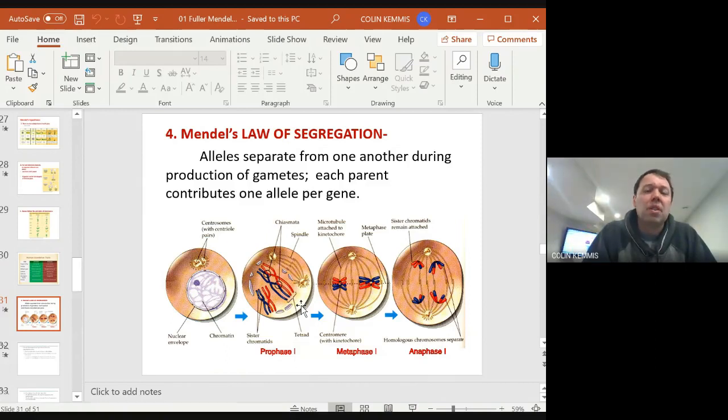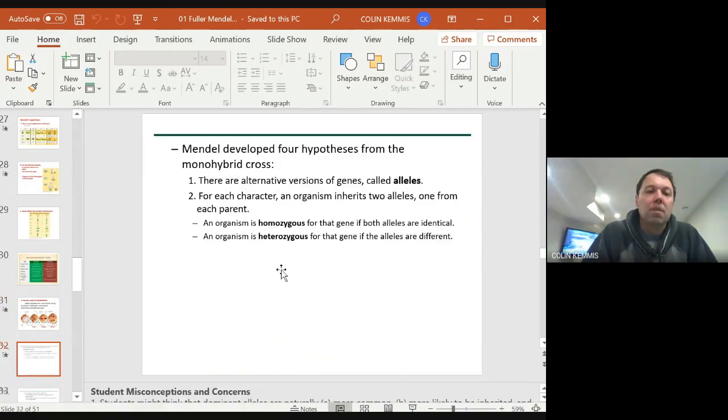And then also, these alleles are going to separate from one another during gametes. So usually the alleles, unless they're really close together on the chromosome, are going to separate independently. Okay, we call that the law of segregation. Here it is in text version again, if you want to read through that again.